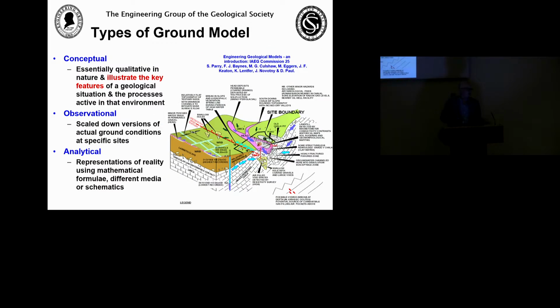We're perhaps used to using analytical models, and we all like putting numbers into slope stability equations, finite element, finite difference models. We've got our real data, our observational data when we go out in the field. But conceptually, we want to start by illustrating the key features of the geological situation and both active and relic processes we can find in a particular environment.